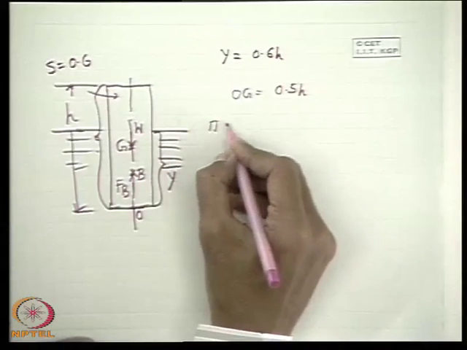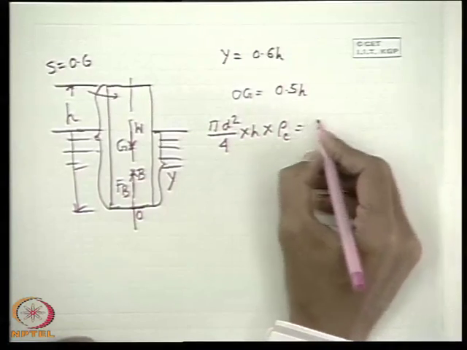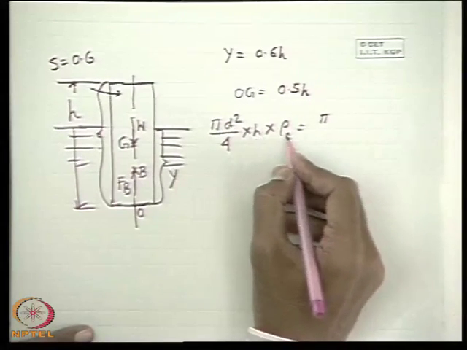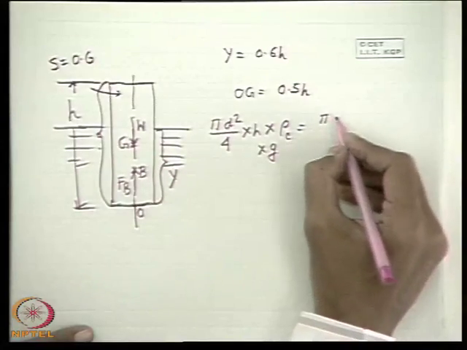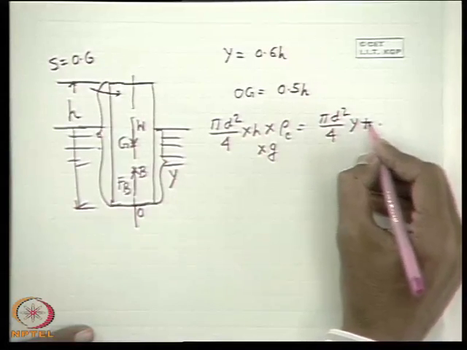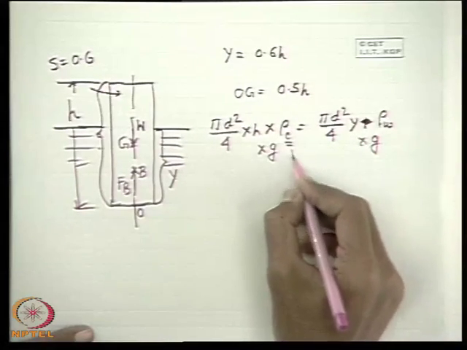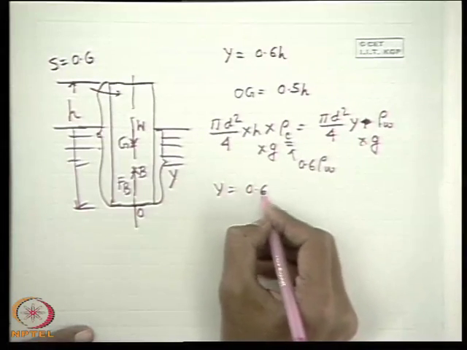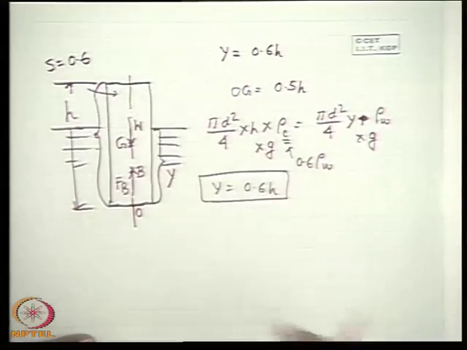What is W? Pi d square by 4, where d is the diameter of the cylinder, times h into the density of the cylinder, rho c, times g, is equal to the buoyant force. Buoyant force is the weight of the displaced volume. What is the displaced volume? Pi d square by 4 into y, into rho of water into g. Now, rho c is equal to 0.6 rho of water, from which we get y is equal to 0.6 h. It is very simple, class 9 level. So when 0.6 is the specific gravity, y is 0.6 h.